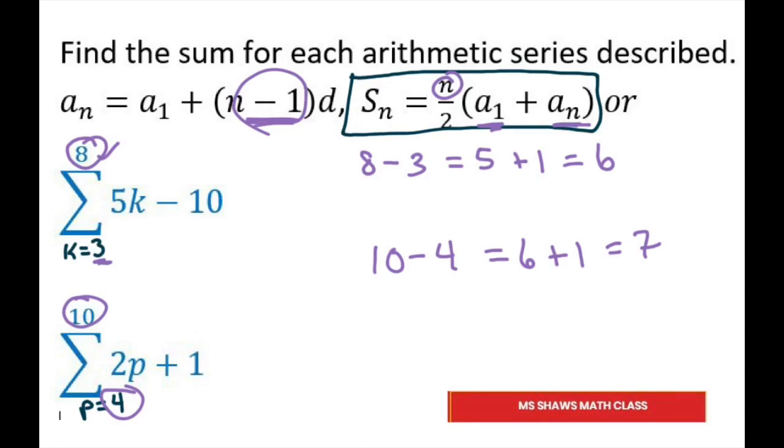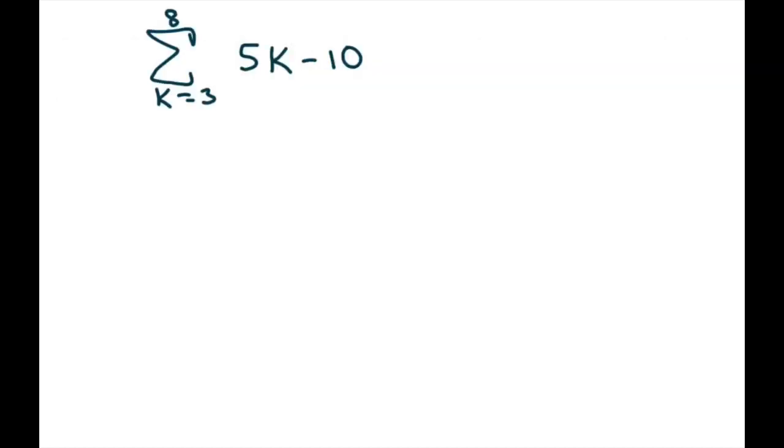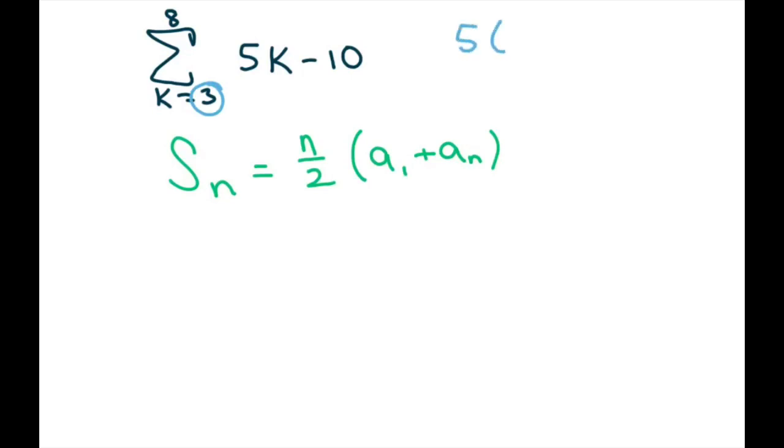So let's get started. Here's our first one. So we want to write our formula out. Your first term plus your last term. Alright, so your first term is when you plug in 3. So you get 5 times 3 minus 10. So that's 15 minus 10 equals 5. So your first term equals 5.